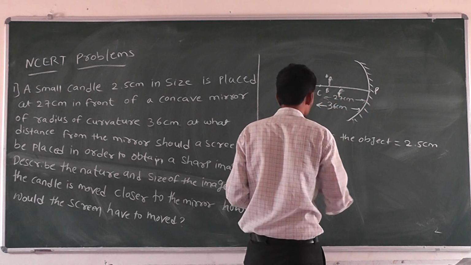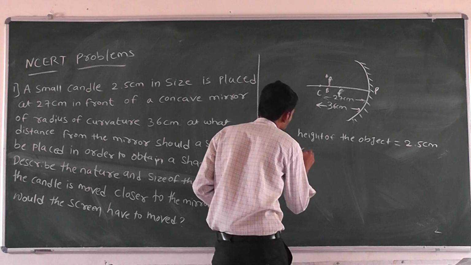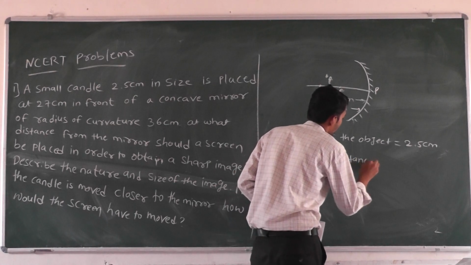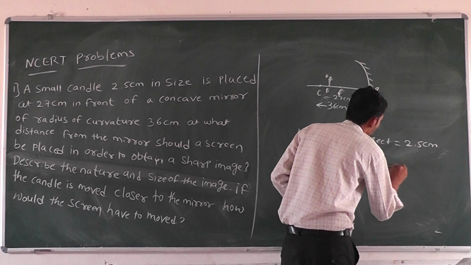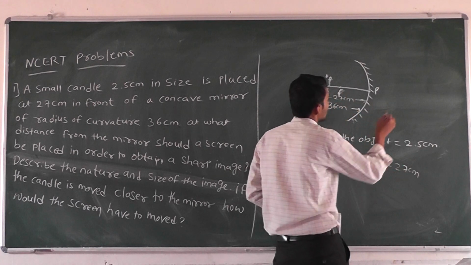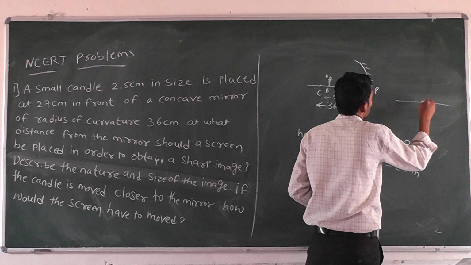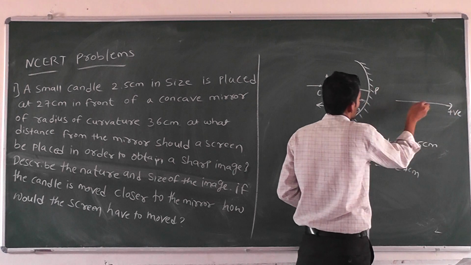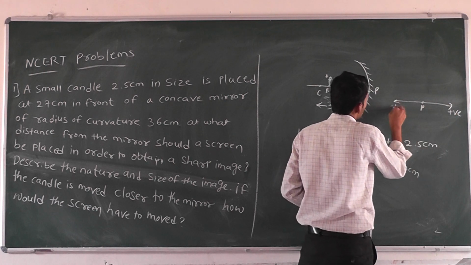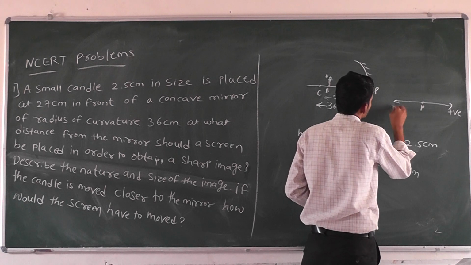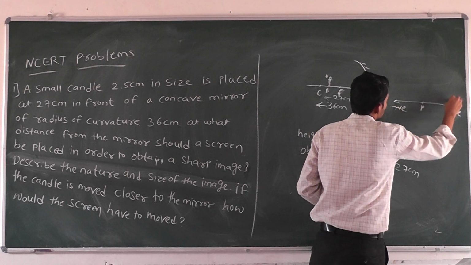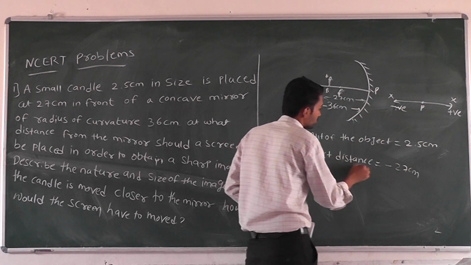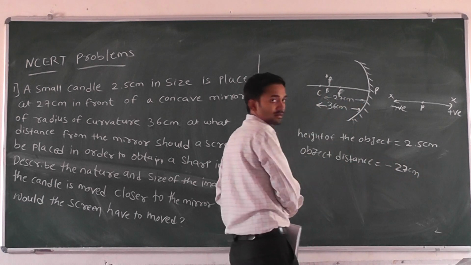The height of the object is 2.5 centimeter and the object distance is minus 27 centimeter. Why are we writing minus 27 centimeter here? From the pole in the positive x-axis direction we take values as positive. From the pole in the negative x-axis direction we take values as negative. This is the positive x-axis, this is the negative x-axis. From the pole we are measuring on the negative side. So the object distance is minus 27 centimeter.